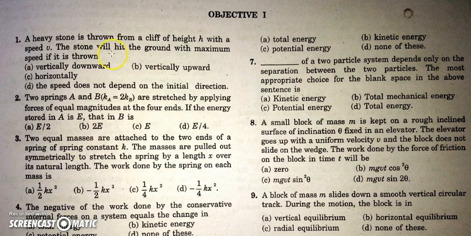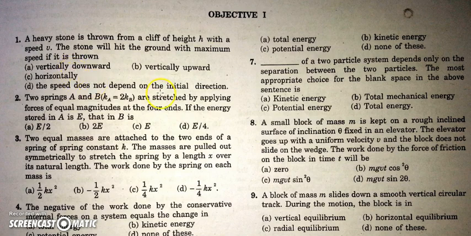Okay, so let's start with work, power, energy, objective 1 from HC Verma. Let's start with the first question. A very heavy stone is thrown from a cliff of height h with the speed v. The stone hits the ground with maximum speed if it is thrown.